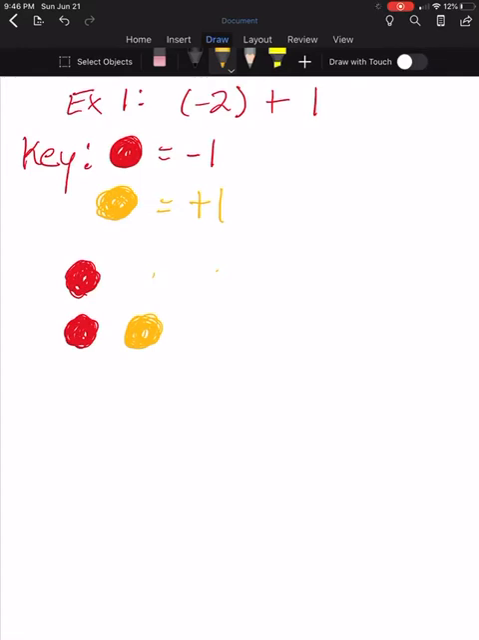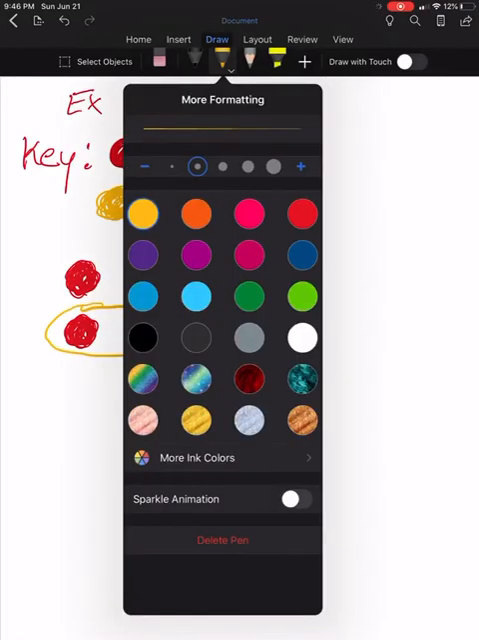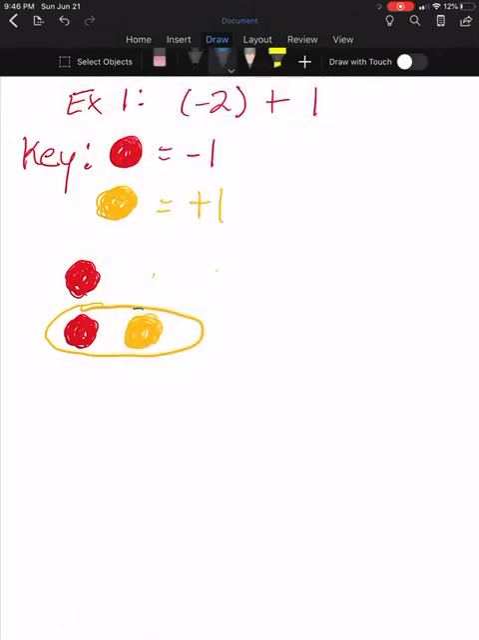Now, okay, we got negative 2 plus 1. So now we have to find our 0 pairs. If you remember, the definition of 0 pairs is when you match up or marry together a positive and a negative and you get rid of it. So I'm going to say this right here is our 0 pair, because this one is a negative and that's a positive. All right. Now we can just get rid of it. We don't need it no more.